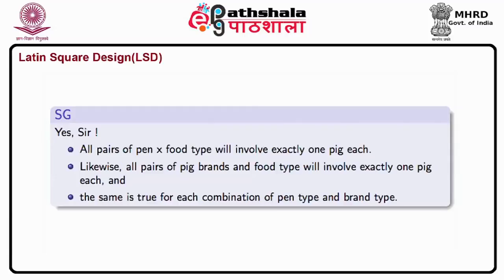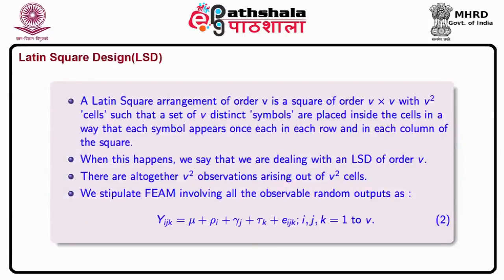What is a formal definition of a Latin square then? A Latin square arrangement of order V is a square of order V cross V, that is with V square cells, such that a set of V distinct symbols are placed inside the cells in a way that each symbol appears once in each row and in each column of the square. That is the one which you have explained earlier.